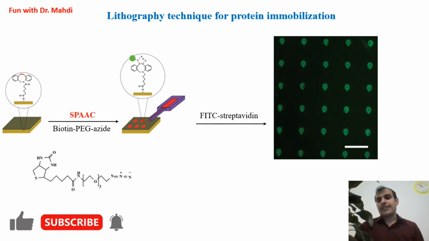And here you can see the green dots. When we have green dots, it means we have streptavidin on the surface, and when we have streptavidin on the surface, it means we have biotin. And when we have biotin, it means the click reaction has taken place between biotin azide and cycloalkyne. You can see immobilization of streptavidin with the lithography technique.